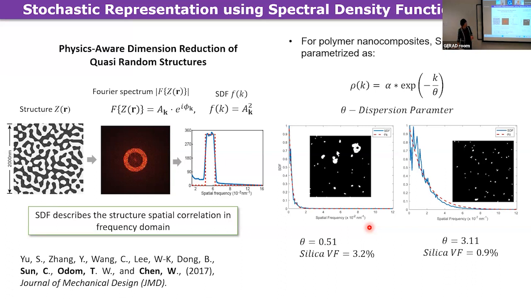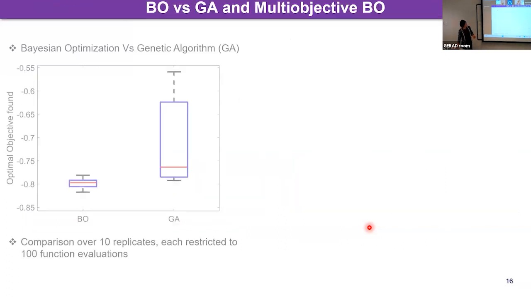So those are the two variables, plus the other categorical variables, like the polymer choice as well as the surface treatment. So I'm going to show you some results. First, we compared BO with a genetic algorithm for this search.